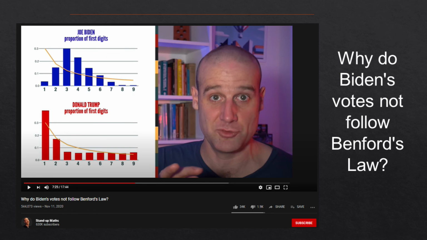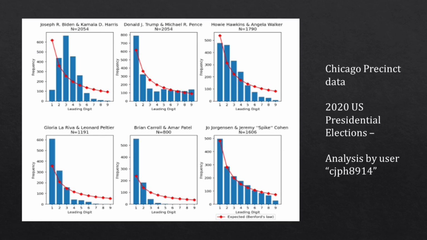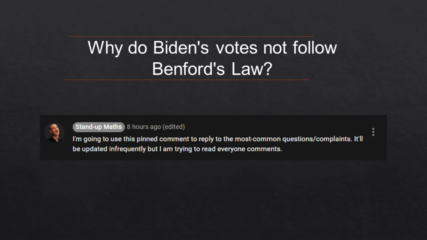However, there is a problem using that argument to dismiss Benford's law. Why does Trump's distribution look more like Benford's law, considering that if Biden's voting pattern is assumed to be fixed, so is Trump's? There are 3 critiques of the video that Stand-Up Maths addresses. Let us look at each of them.